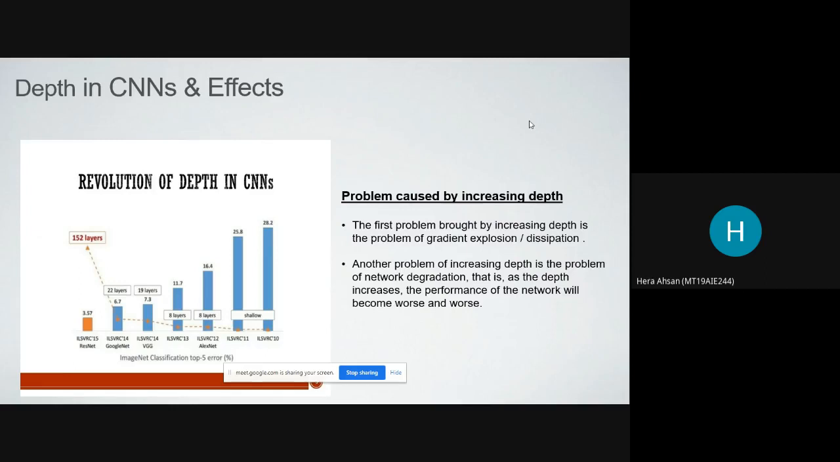To overcome this problem, many solutions have been devised, such as using batch norm, replacing the activation function with ReLU, and so on. The other problem was network degradation. What happens is that as the depth increases, the performance of the network becomes worse and worse, which is directly reflected in the decrease in accuracy on the training set. The residual network solves this problem.